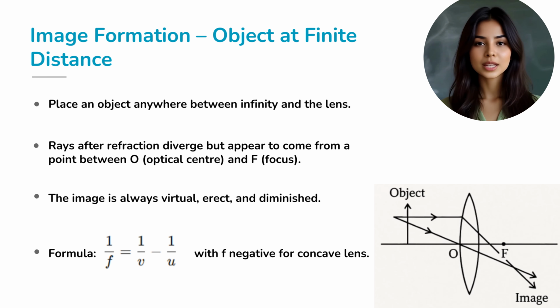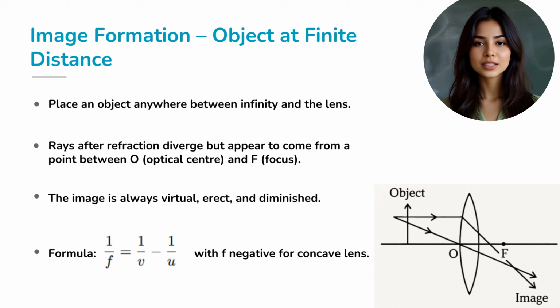Alright friends, let's play a little game. Imagine you're standing in front of a giant mirror at a fun house. No matter where you move, your reflection always looks a bit smaller and closer than reality. That's pretty much how a concave lens behaves. So here's the setup. We place an object anywhere between infinity and the lens. The light rays don't actually meet after refraction, instead they diverge. But if we extend them backward, they pretend to meet at a point somewhere between the optical center, O, and the focus, F. Sneaky, right?